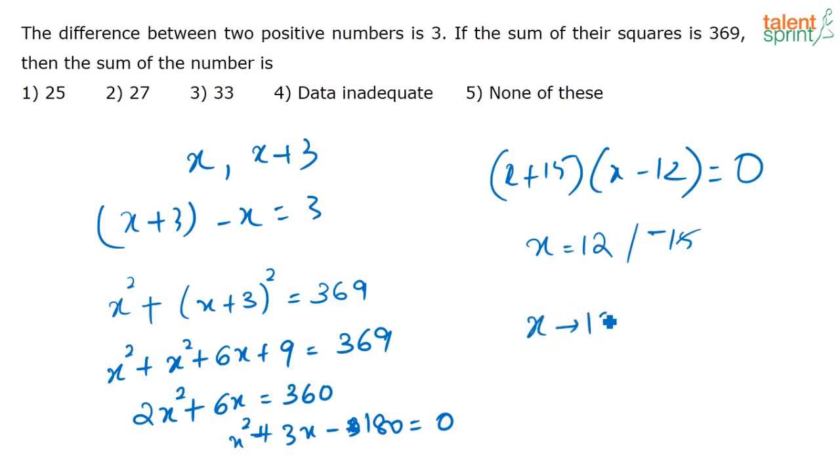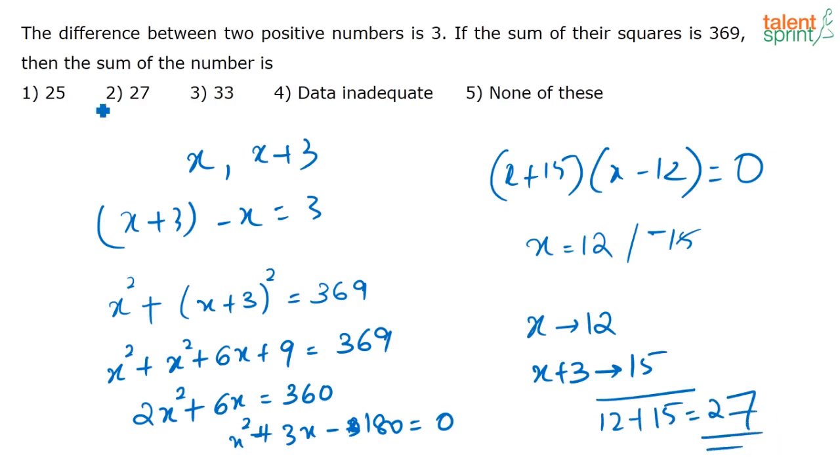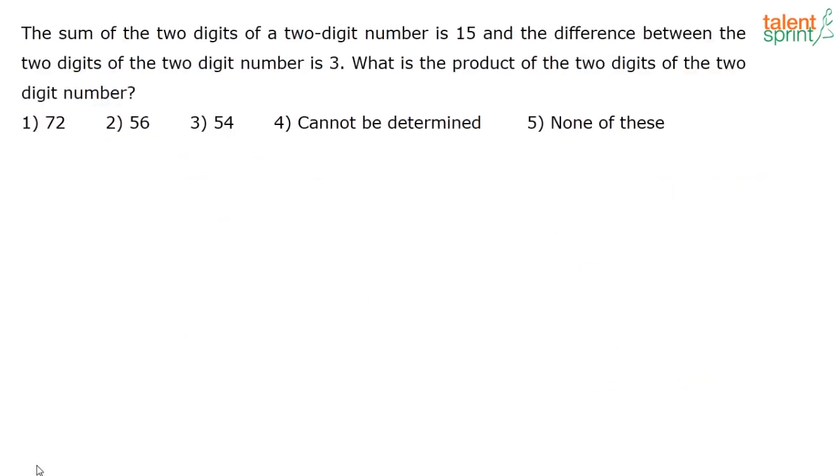So if x is 12, then what is x plus 3? x plus 3 is going to be 15. So what is the sum of both the numbers? That is 12 plus 15, or that is equal to 27. So the required answer for this question is option B, 27. So I hope the explanation was clear. Okay, so let's move on to the next question.